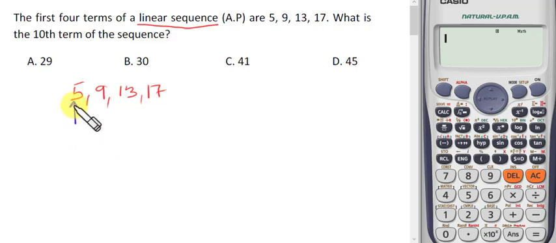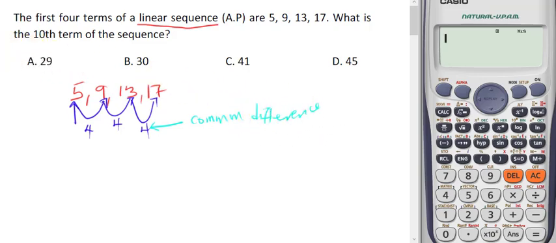Now, to move from 5 to 9, we have to add 4 to get 9. And to move from 9 to 13, we have to add another 4 to get 13. To move from 13 to 17, we have to add another 4. So it is very clear that the common difference here is 4. So 4 is the common difference here.